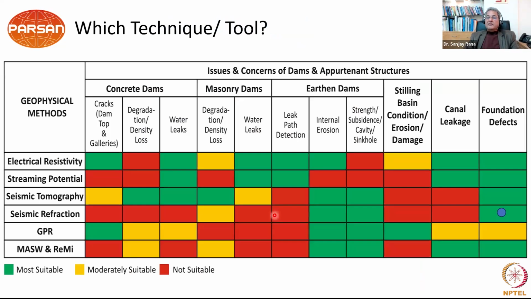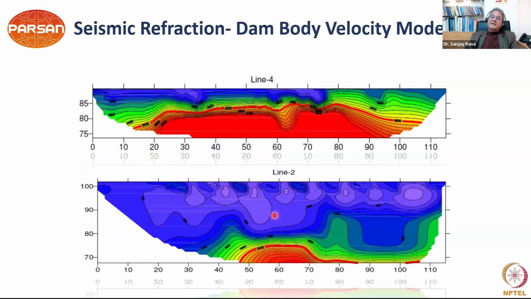Then we'll talk about foundation defects. This also is a very important topic. As I said, sometimes the problem is not through the dam body, but through the foundation. And there, various tools are of importance. Electrical resistivity imaging, which we discussed earlier, is very important for that. It can be used to see the foundation defect. The only thing is that your depth of investigation has to be good enough that it goes up to the foundation. Second method, which can be used very effectively, is seismic refraction.